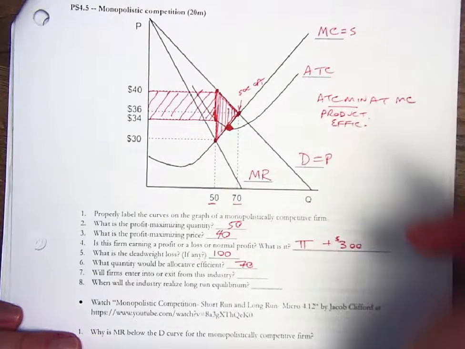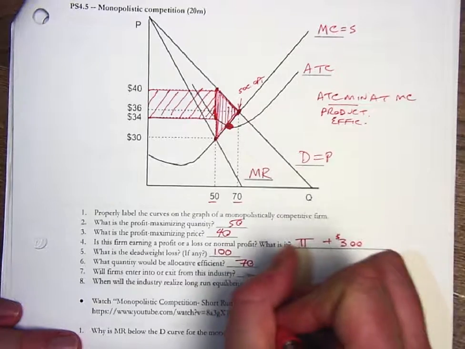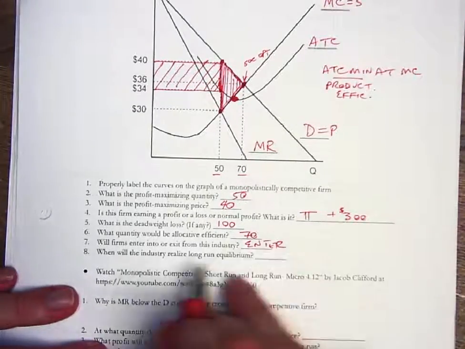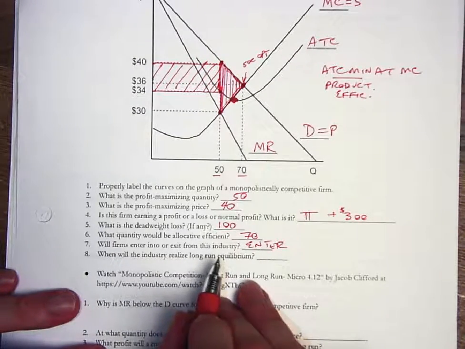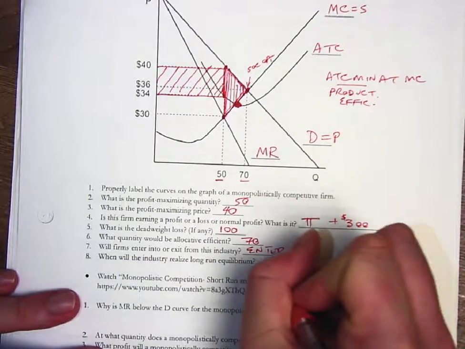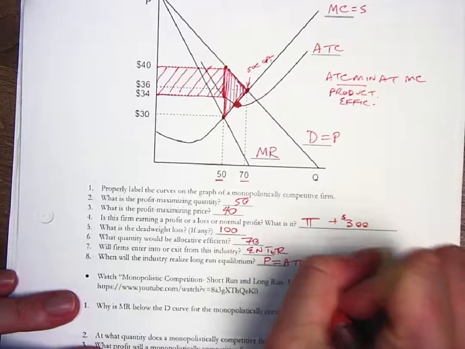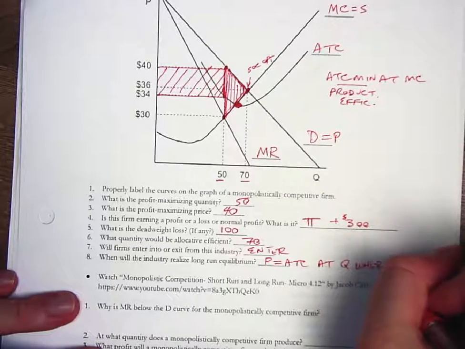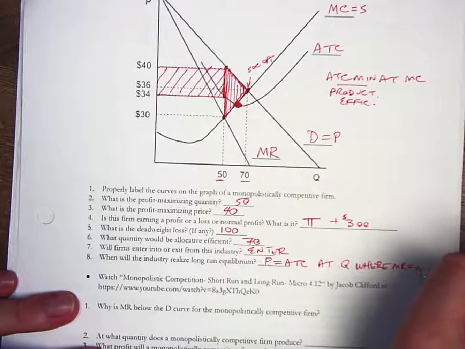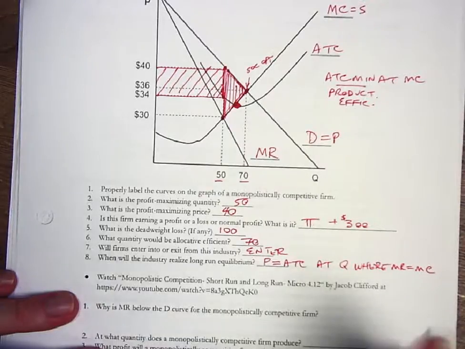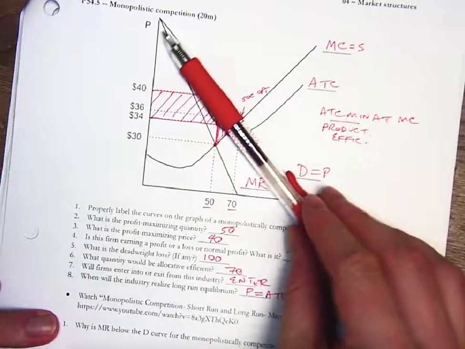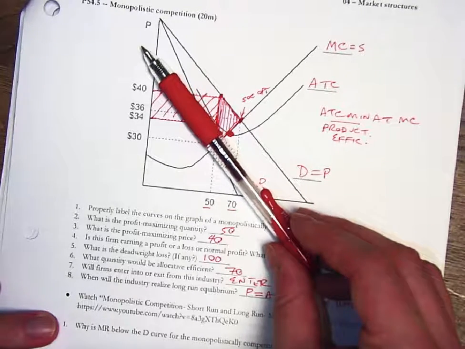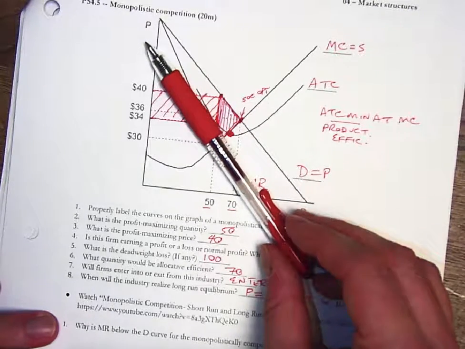And for that one, again, we are also not productively efficient because we're not at the minimum ATC. Will firms enter or exit from this industry? They will enter because there's profit being made. And when will the industry realize long-run equilibrium? They'll realize it when price equals the ATC at the quantity where MR equals MC. And so this demand curve will shift down and keep shifting down until it's just tangent to that ATC line.